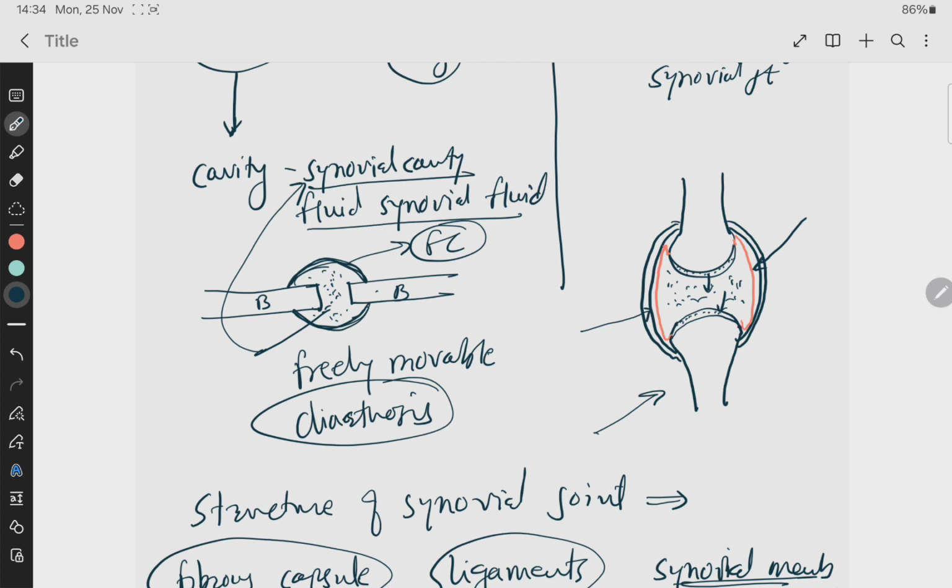What is the function of the synovial membrane? It secretes the synovial fluid, and that acts as the main lubricant for the synovial joint, or as the main lubricant in the synovial cavity. So that is the function of the synovial membrane.